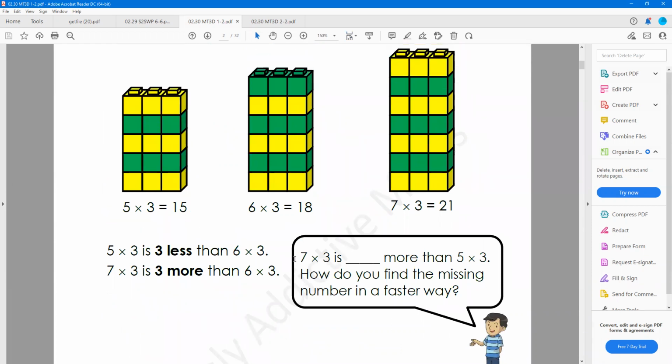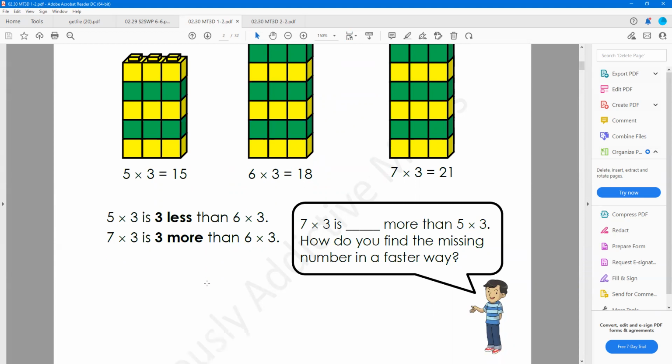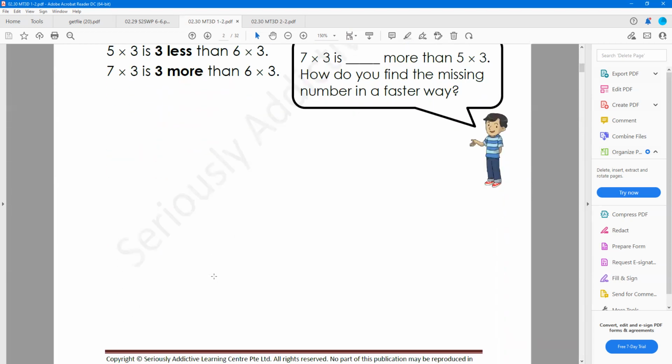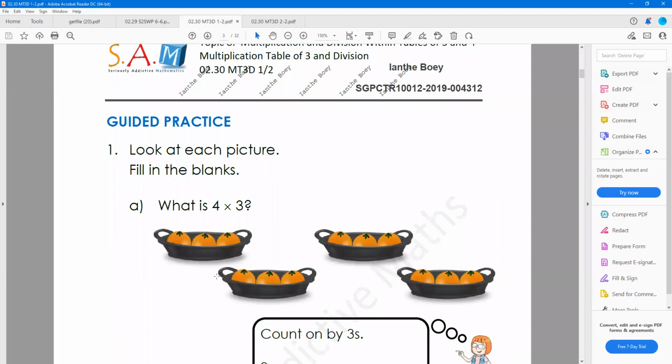The other area that I would like you to work on is an explanation of this. For example, 5 times 3 is 3 less than 6 times 3. The other way to look at it is 5 times 3 is 1 group of 3 less than 6 times 3. Make sense? Because 5 groups of 3 is 5 groups, 6 groups of 3 is 6 groups, so 5 groups is 1 group less than 6 groups of 3, and so it's 3 less. Similarly, explain to them, 7 groups of 3 is 1 group of 3 more than 6 groups of 3, which is 3 more. So work on this concept with them.